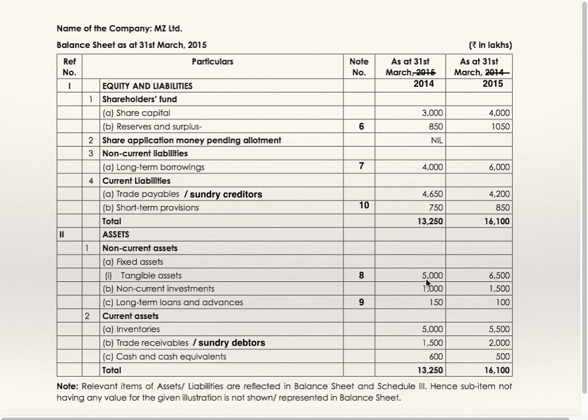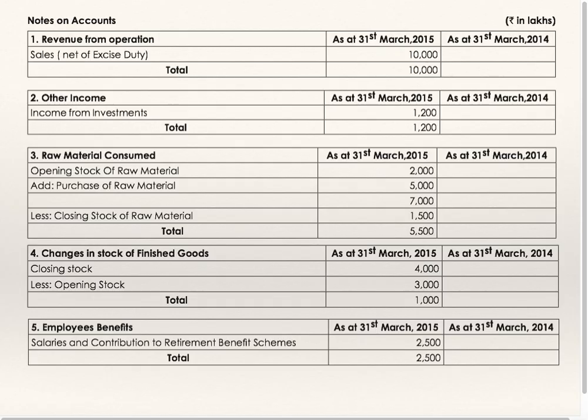Tangible assets, note number 8. Non-current investments, no reference of note has been given. Long-term loans and advances, note number 9. Current assets, in that inventories, trade receivables are nothing but sundry debtors, cash and cash equivalent. Now we'll see various notes.